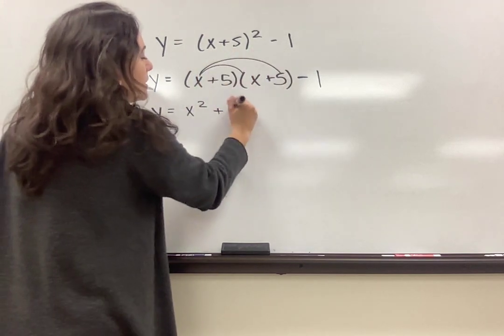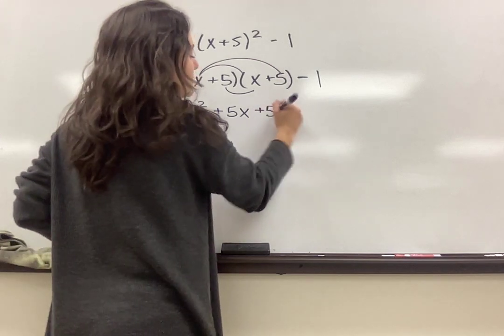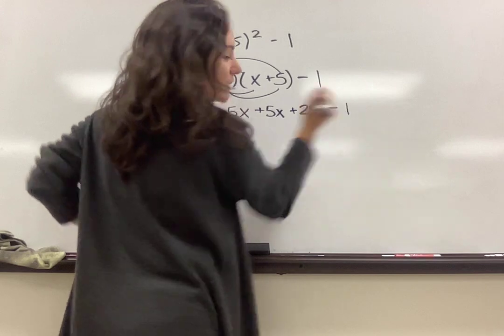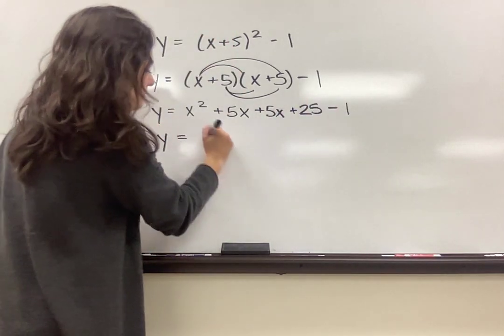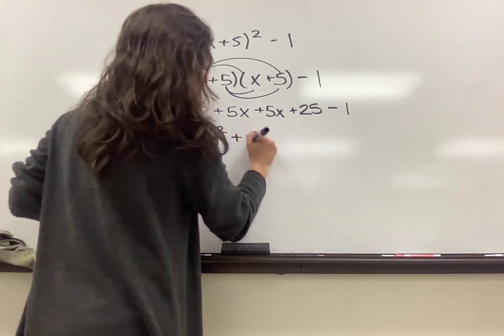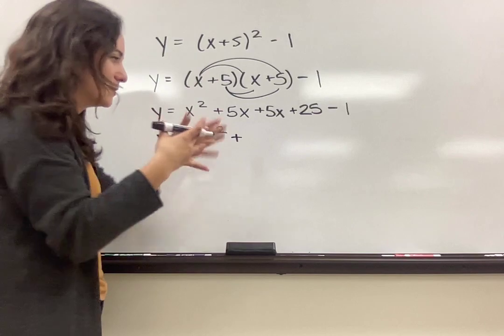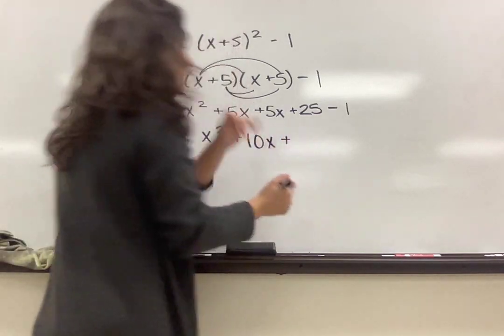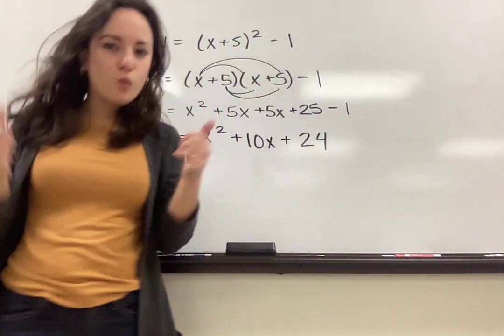X times 5 is positive 5x. 5 times x is positive 5x. 5 times 5 is 25. Don't forget that minus 1. Combine like terms. I'm adding my like terms. 5x plus 5x is 10x. 25 minus 1, 24. Woo!